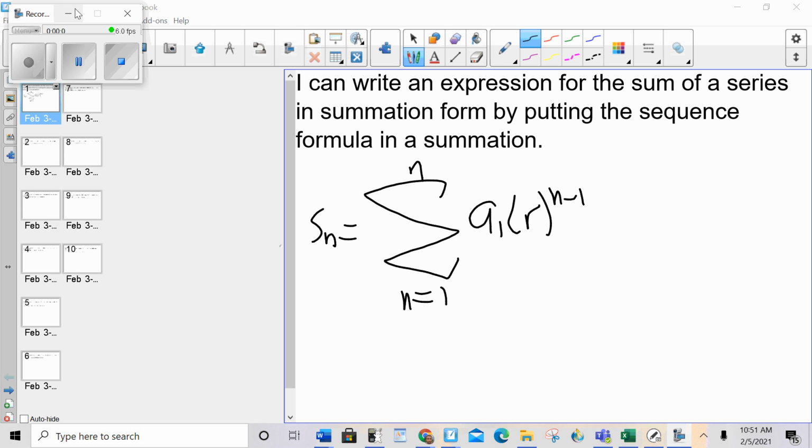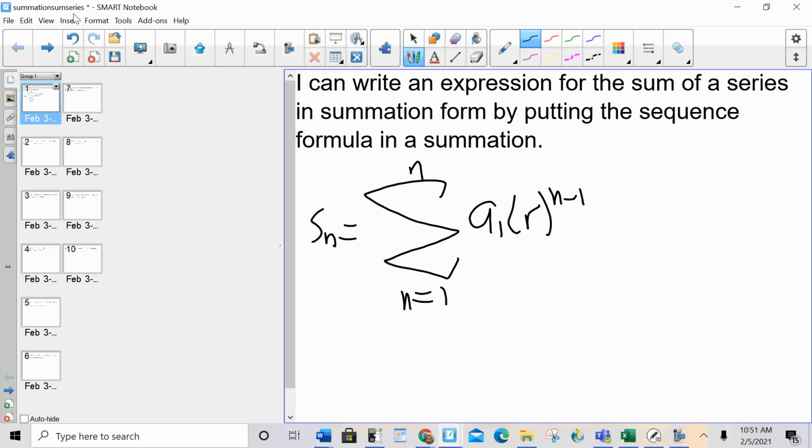Hello everybody, today I can write an expression for the sum of a series in summation form by putting a sequence formula in a summation. So what I want to do is pull up the reference sheet so we can see what we're working with. I'm just going to pause this for a moment.